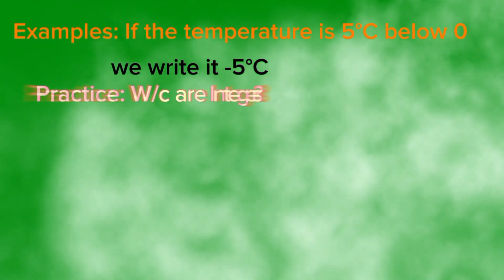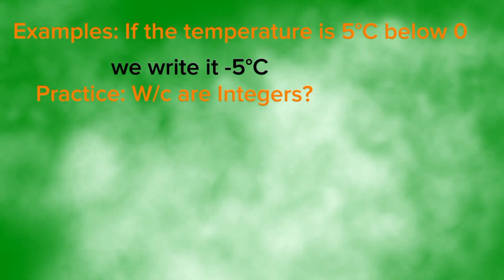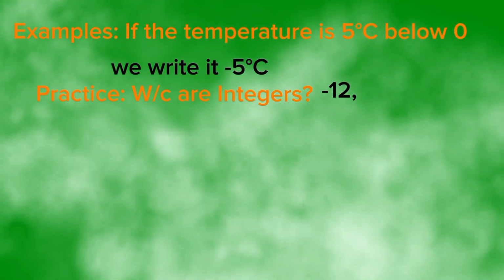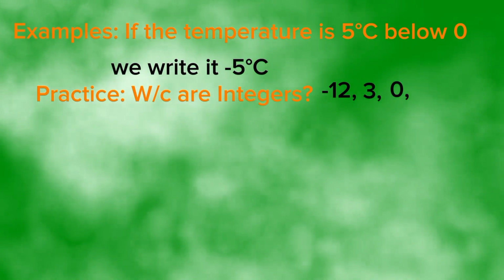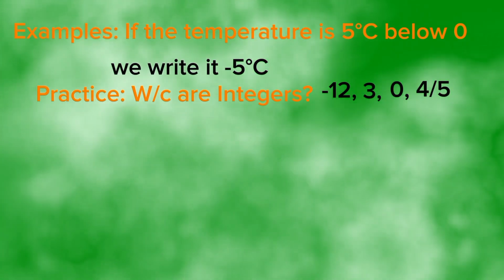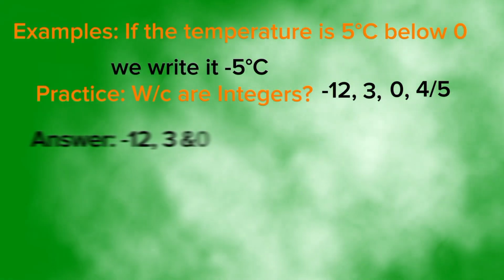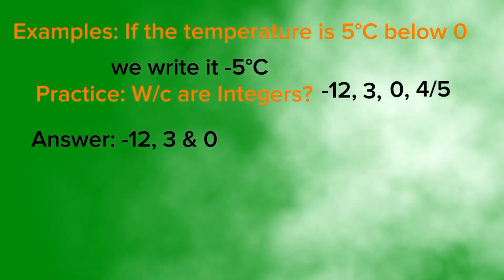Practice. Which are integers? Minus 12, 3, 0, 4 over 5. Answer: minus 12, 3 and 0.